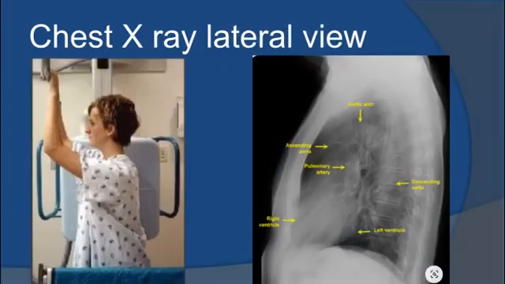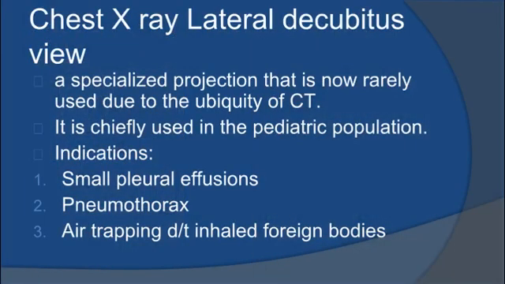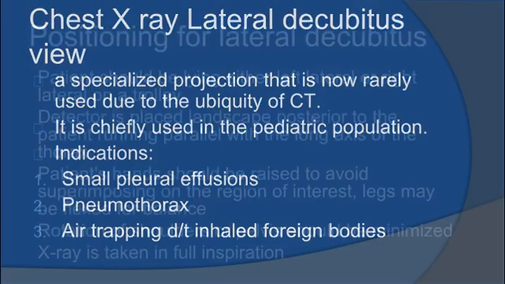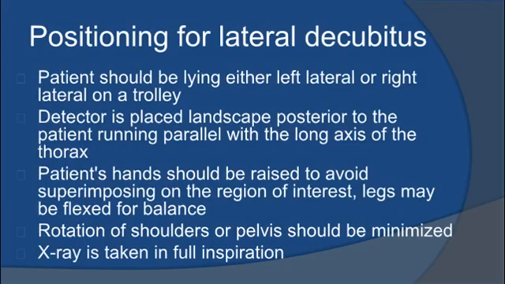The left image shows how lateral view of chest X-rays are obtained. The right image shows the structures seen in the lateral view. Chest X-ray lateral decubitus view is a specialized projection that is now rarely used due to the popularity of computed tomography. It is chiefly used in the pediatric population for small pleural effusions, pneumothorax and air trapping due to inhaled foreign bodies. Here, patients should be lying either left lateral or right lateral on a trolley.